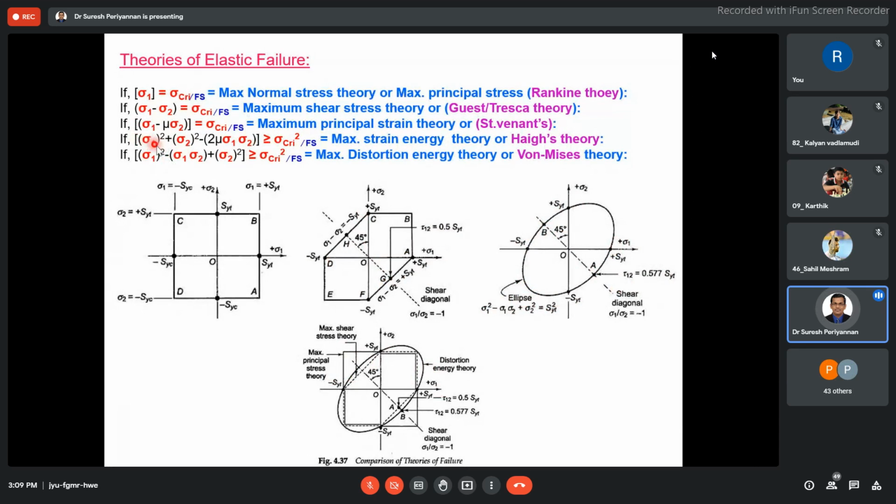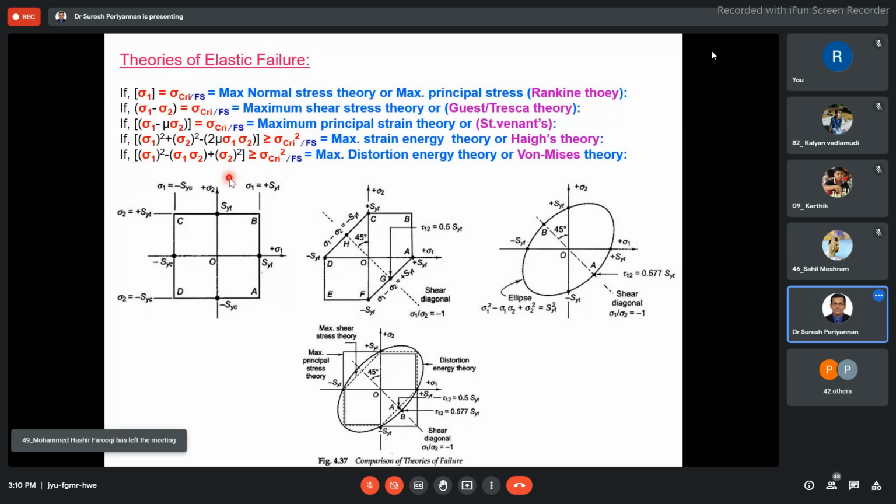Maximum strain energy theory: sigma 1 squared plus sigma 2 squared minus 2 mu sigma 1 sigma 2 is greater than or equal to sigma critical squared divided by FOS, factor of safety. This is the maximum strain energy theory. Just keep this formula in your mind, so that while solving the problem, it will be very easy.